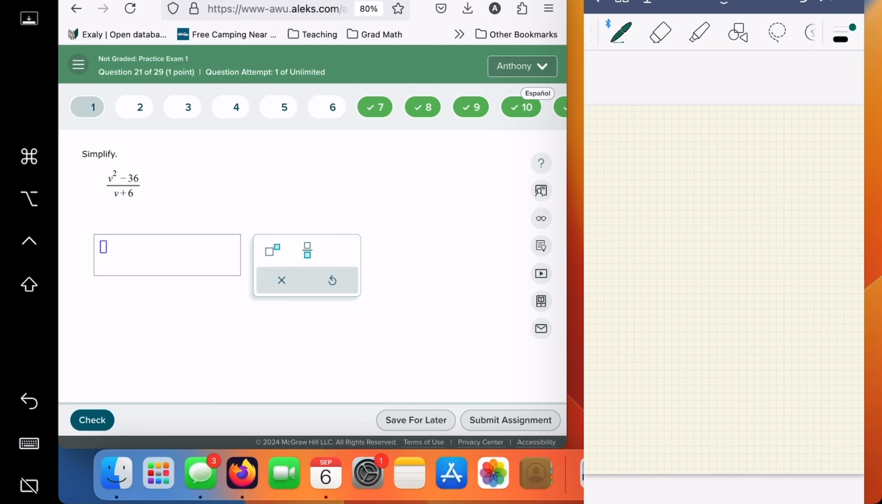All right, simplify. So we have to factor the top. And again, we have a difference of squares. We have a v squared and we have a 6 squared. And so it's going to factor as v minus 6, v plus 6. But if you don't see it, just go through the factoring method we've done before.